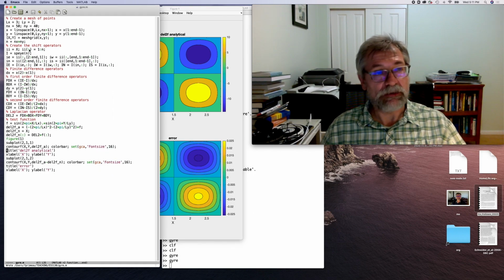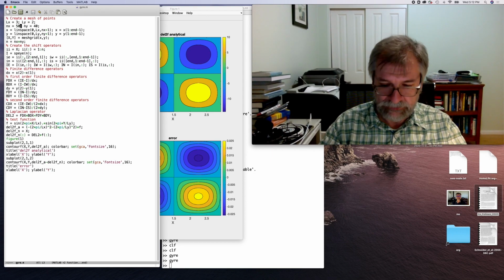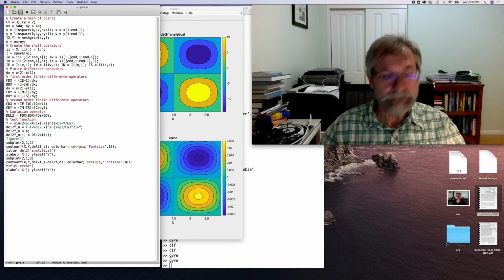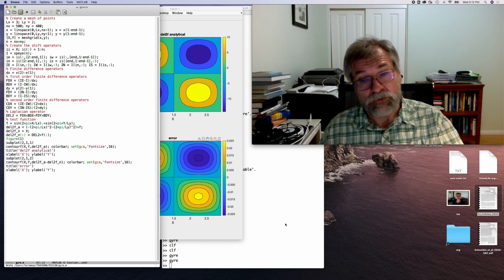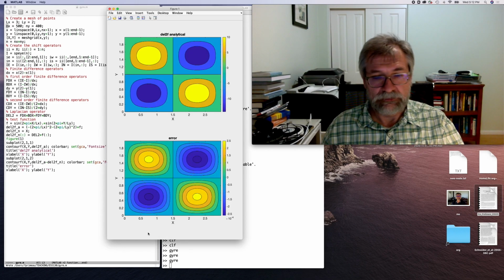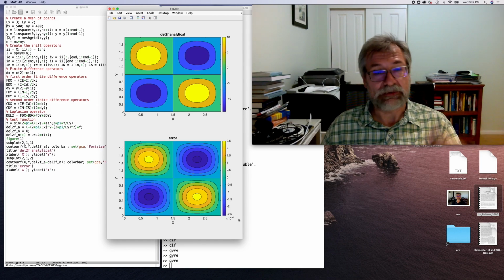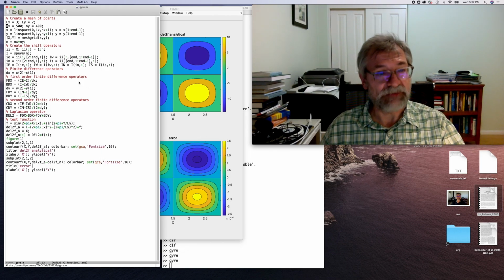mesh points. Now I'm going to increase the number of mesh points by a factor of 10. So decrease the spacing by a factor of 10, or 1 over 10, and then run it again. So now the error is already down to 10 to the minus 4, so it seems to be again decreasing like the square of the grid spacing. Let's go to 5,000.